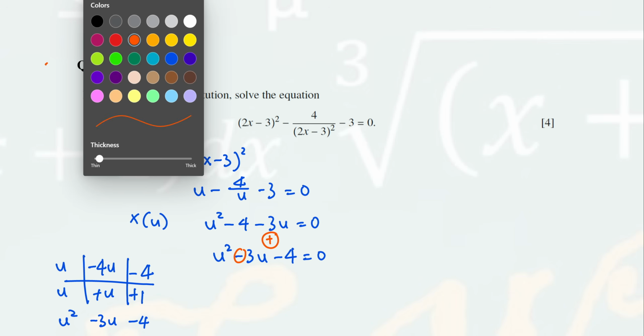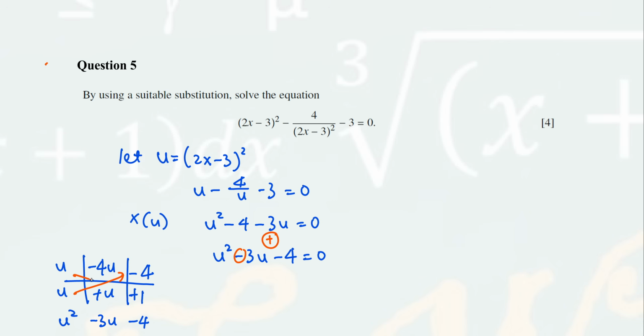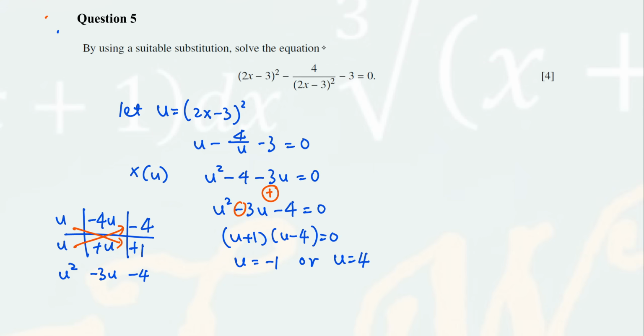Okay, this will be my quadratic expansion when I expand it, and hence my factors will be u plus 1 and u minus 4. Okay, therefore from here, my u equals to minus 1 when you let u plus 1 be 0, or u equals to 4. Now, but then don't forget, we need to solve the question in terms of x now. And then this is my substitution.